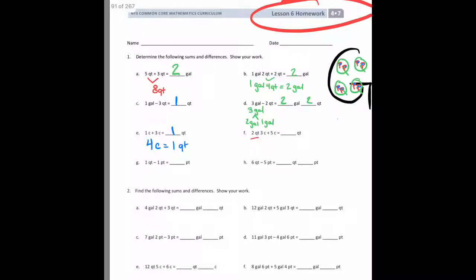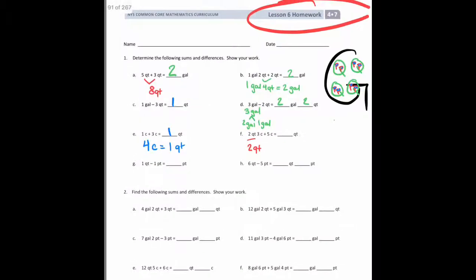All right, let's look at F. 2 quarts and 3 cups plus 5 cups will give you 8 cups. Well, 8 cups, 1, 2, 3, 4. There's 4 cups in a quart, so that's 2 extra quarts. And so 2 quarts plus 2 quarts would give you 4 quarts.